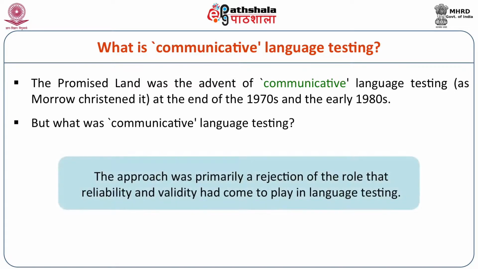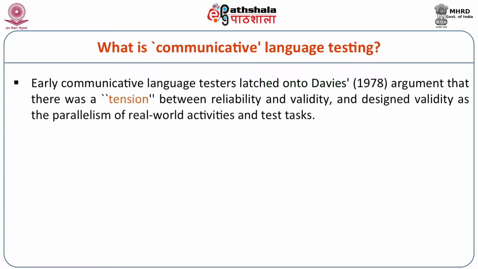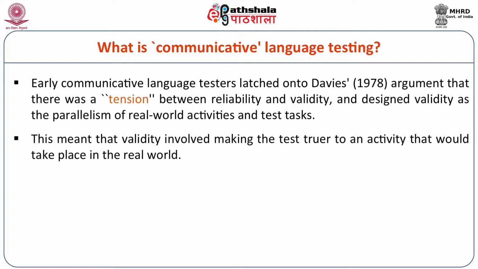The approach was primarily a rejection of the role that reliability and validity had come to play in language testing. Early communicative language testers latched onto Davies's argument that there was a tension between reliability and validity, and defined validity as the parallelism of real-world activities and test tasks. This means that validity involved making the test truer to an activity that would take place in the real world.